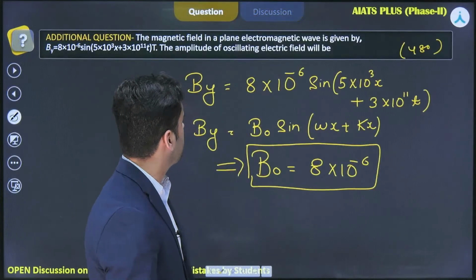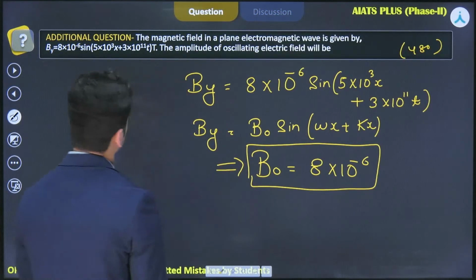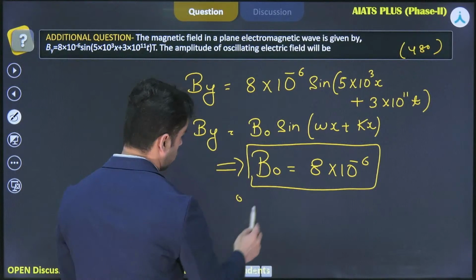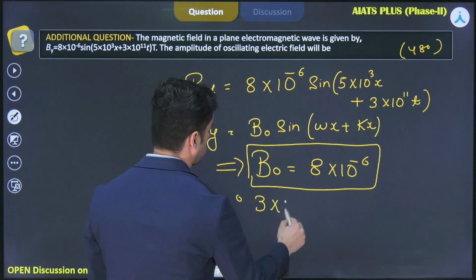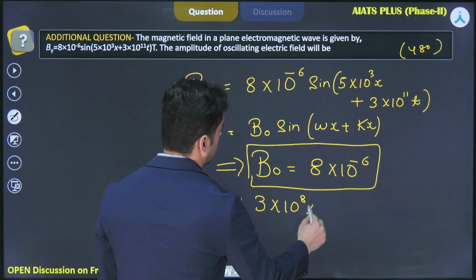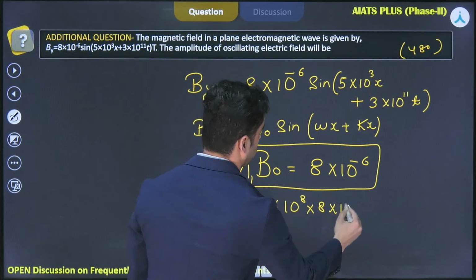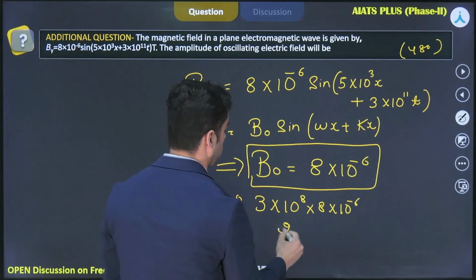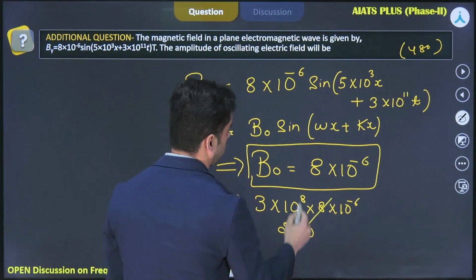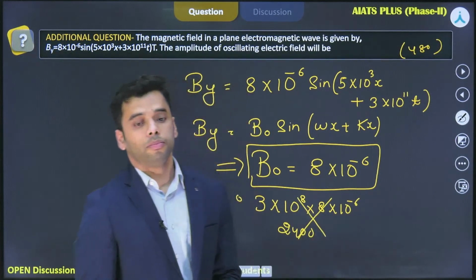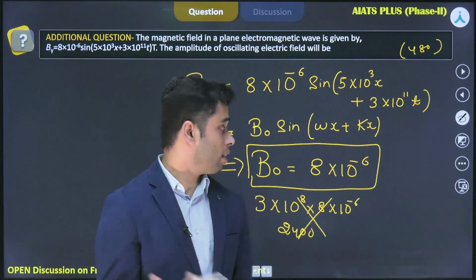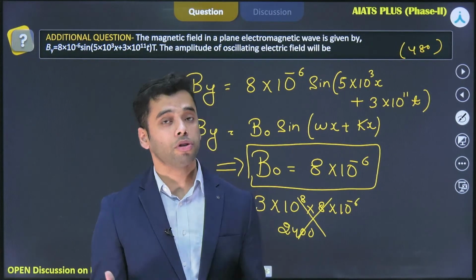And I can see how you could get the answer 2400. You can get 2400 if you take 3 into 10 raised to the power 8, and multiply it by 8 into 10 raised to the power minus 6. There you go, that's how you got the answer 2400. But this is completely wrong. You cannot solve this problem with the approach that we just discussed.